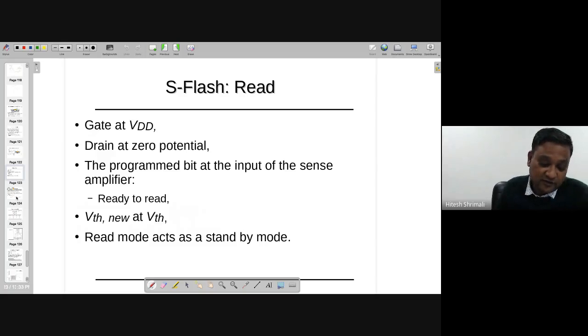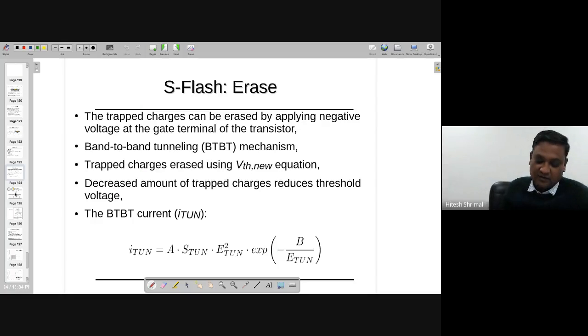If you want to read it now, as I told you, the reading part is where you give the gate voltage as VDD, and the rest of the places are zero, and then you are ready to read. If the spacer has charges, then you can read the memory as logic 0, and if it does not have any charges, you are going to read that as logic 1. It all depends on how you are making the sense amplifier. So the programmed bit is at the input of the sense amplifier, it's ready to read, and accordingly you can read everything. Read mode also acts as a standby mode, right? And as I told you, this is the same equation but taken from a different paper.